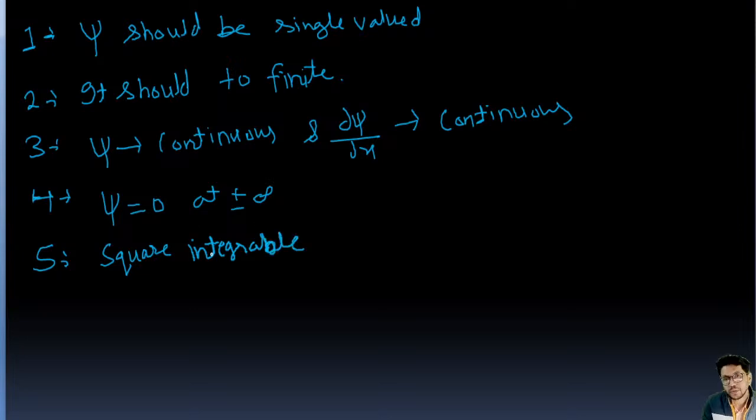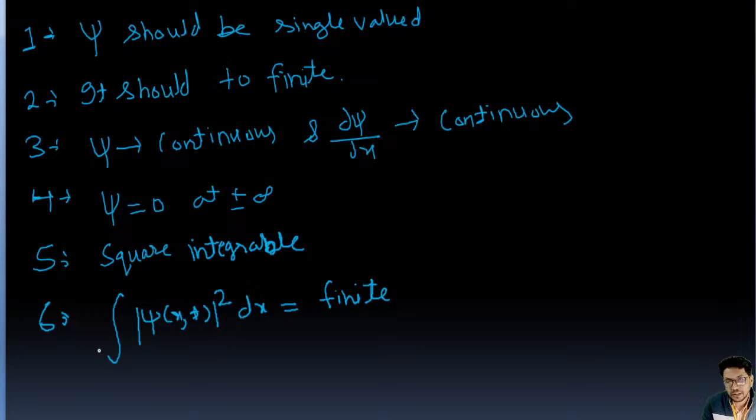Square integrable. The sixth condition is the integration of psi(x,t), that is, the mod square of psi(x,t). The integration of this dx must be finite.